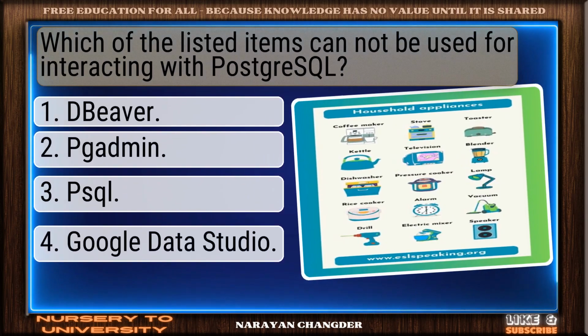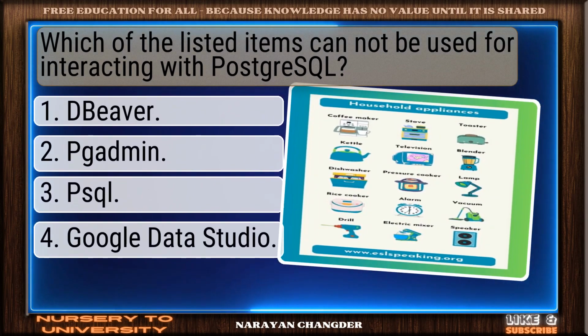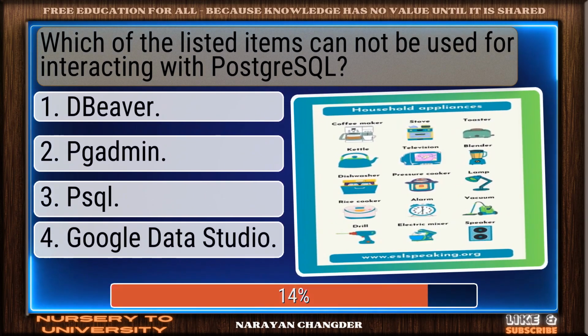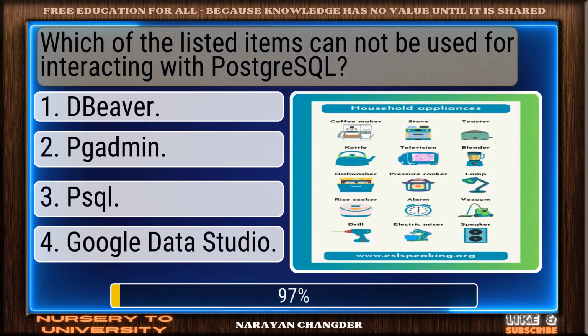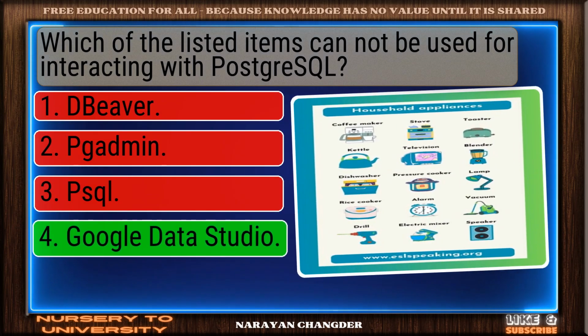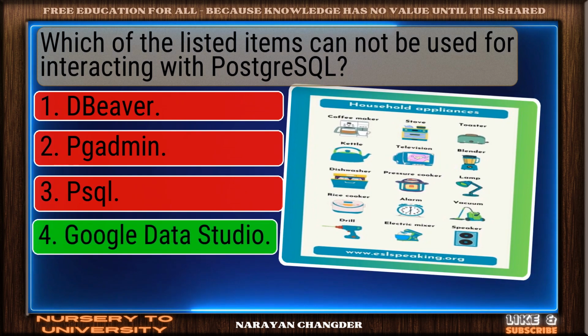Question number 24. Which of the listed items cannot be used for interacting with PostgreSQL? Well done. Google Data Studio is the right choice.